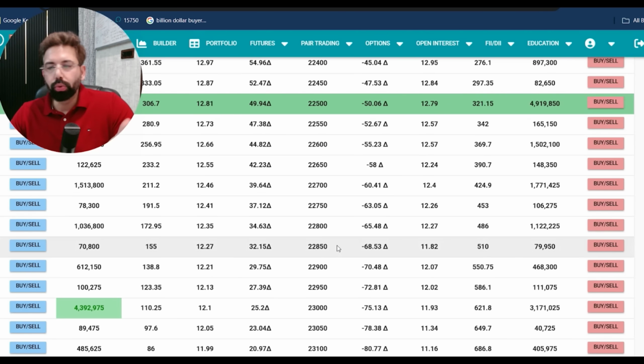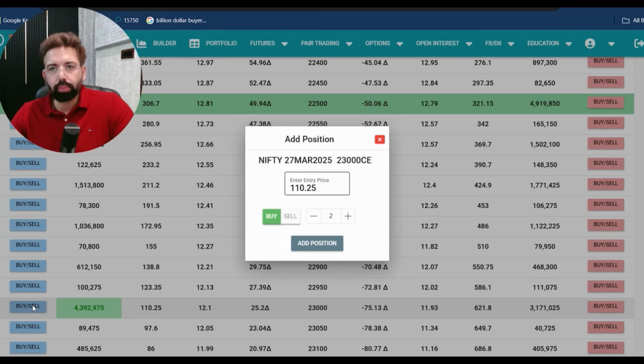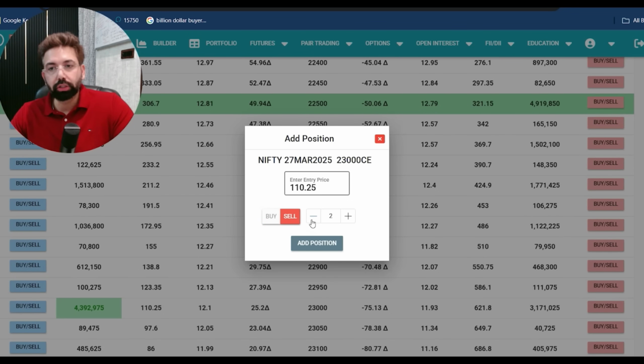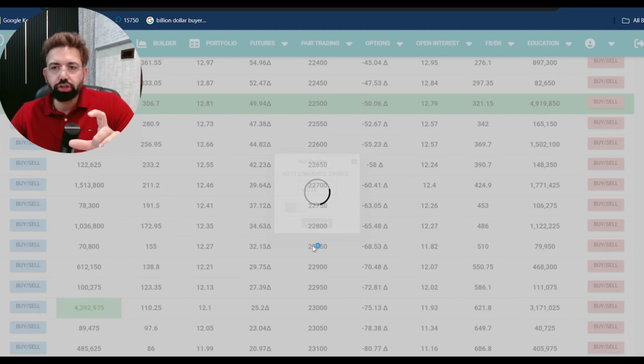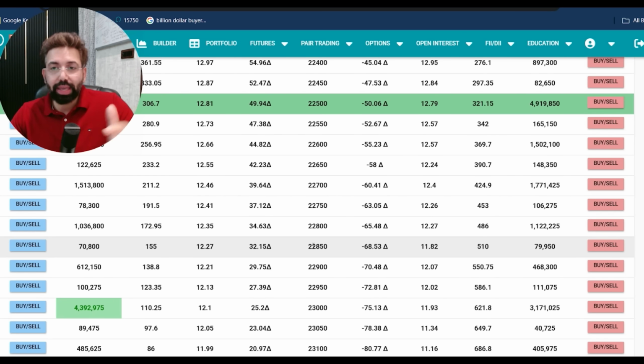And now the last and final step is we go further out, and this time we are shorting the call, but we're not shorting 2, we are shorting 1. This is the ratio which we can use if we want to capture the trend.